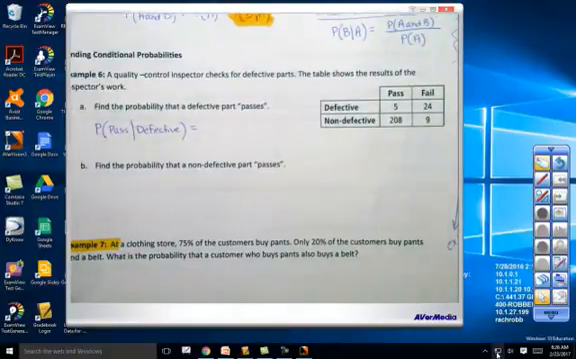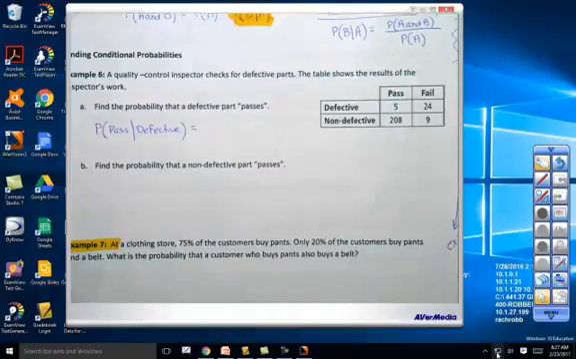So think about the way that was worded. We want a defective part. We want to know what's the chance that a defective part actually passed. And so look at our chart here. We want to look at given defective. So out of all of the defective ones, which ones have actually passed?